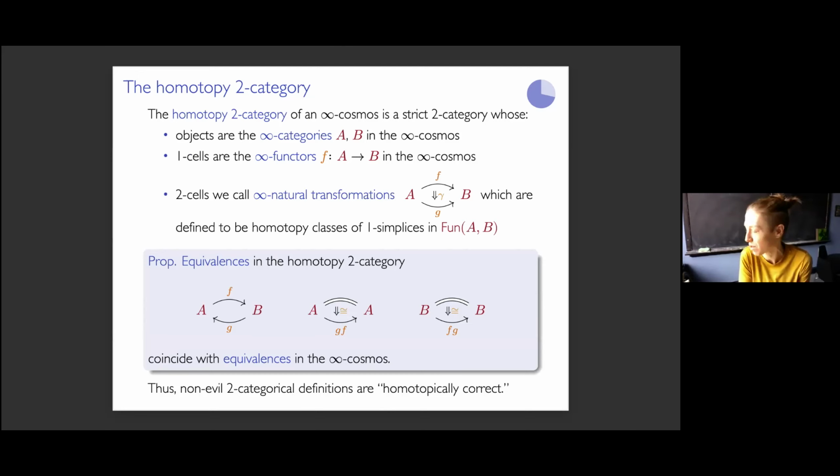So an infinity cosmos should be thought of as some sort of infinity 2 category. But as we've discussed, we can quotient and take homotopy classes at the very top level and get an actual ordinary strict 2 category. And this is the 2 category of infinity categories and infinity functors and infinity natural transformations. And it's really surprising that this 2 category is good for anything. Yet we can prove that constructions and definitions like adjunction and limit and colimit and so on in the 2 category are actually the correct notion from the point of view of the full infinity cosmos.